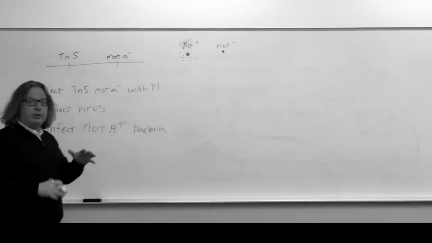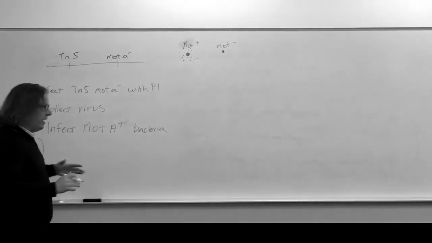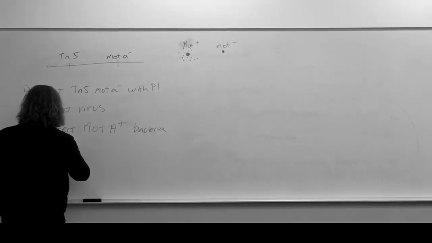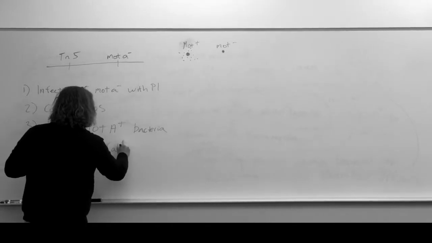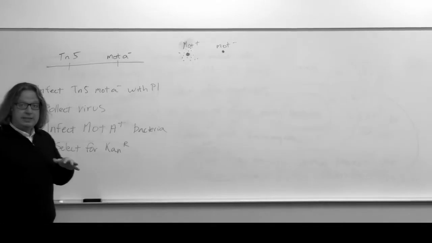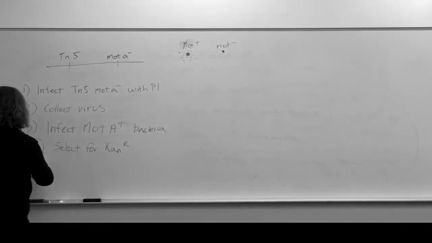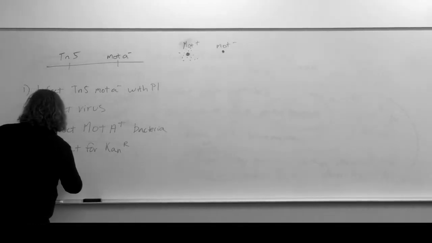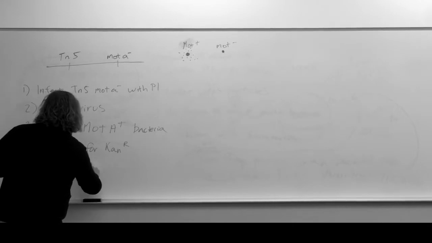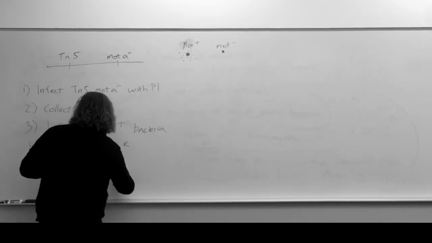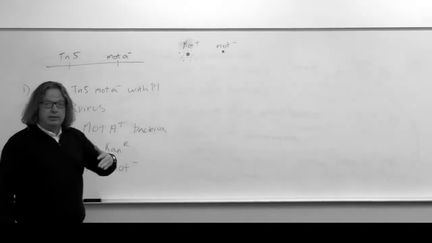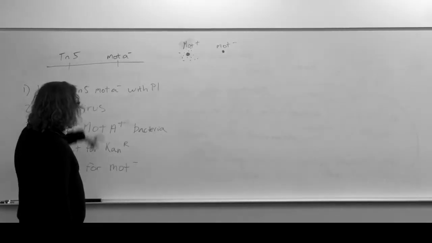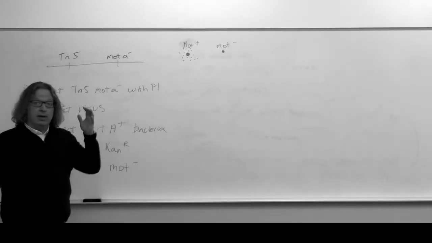We're then going to select for kanamycin resistance, and then we're going to screen for cells that have lost the ability to move. So we're going to screen for this MOT minus phenotype.